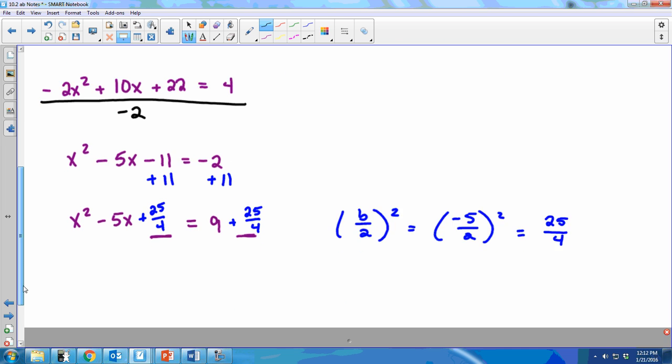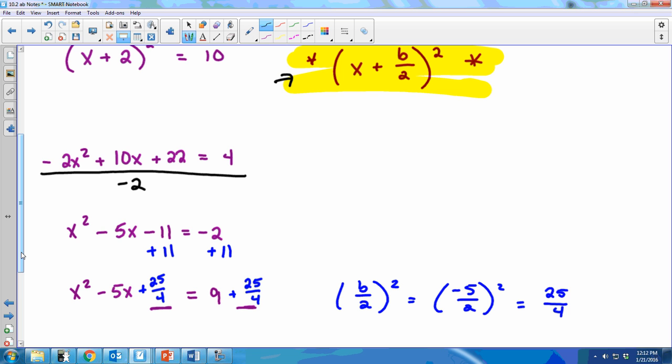So, what was B again? What was B? Negative 5. So I'm going to have x plus negative 5 over 2, and plus and negative, same thing as saying minus, right? So I'm going to get x minus 5 over 2. So I'm not magically coming up with that. I actually gave you a way to find that.